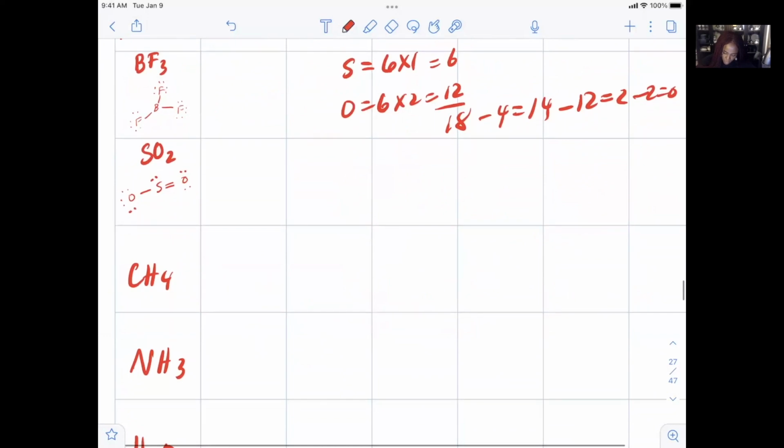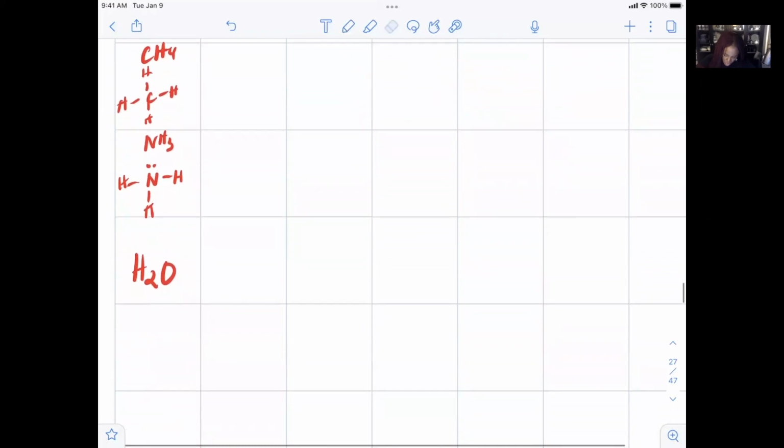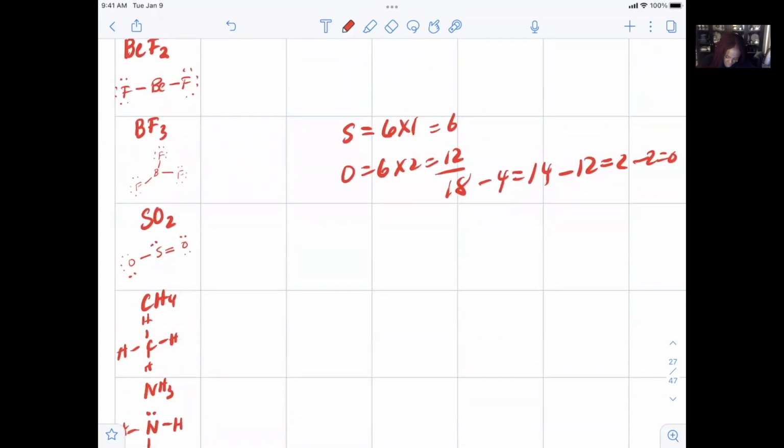Okay, CH4. I did CH4 before, right? So I won't draw it again. I won't go into details. CH4 is going to be C, H, H, H, H. Then NH3, I did that before too. NH3, this is going to be N, lone pair, H, H, H. This may be a better way to do it. H2O is going to be H, O, two lone pairs, H. Okay. Let me see if I can redraw this.